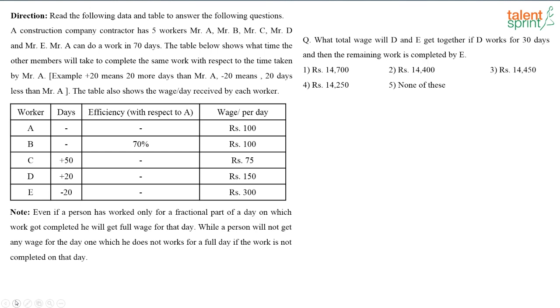Okay. So what is given here? D and E are working. Right, and how many days will D finish the work generally? D will finish the work in 90 days and E will finish the work in 50 days.